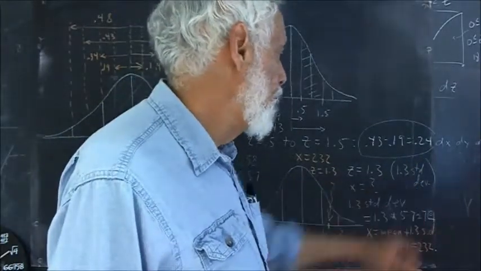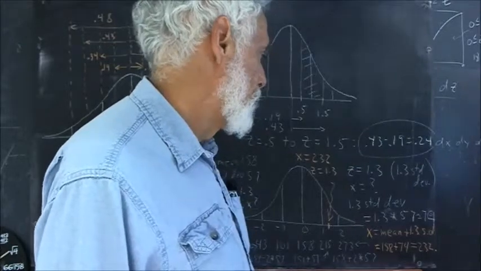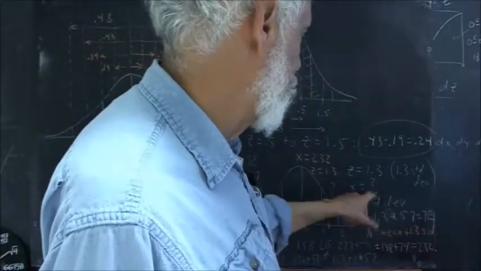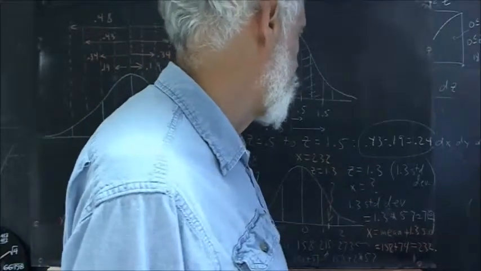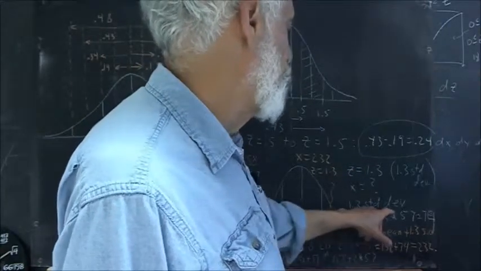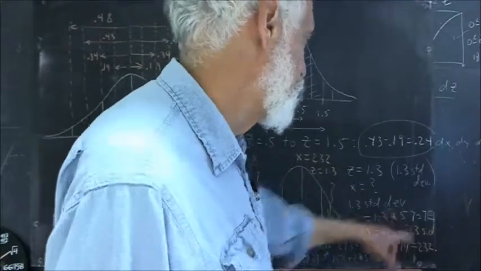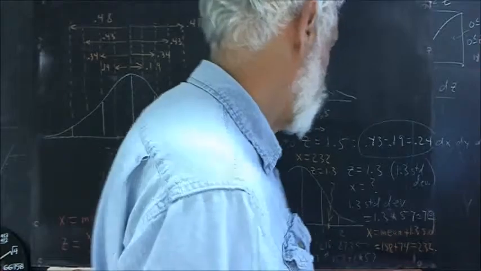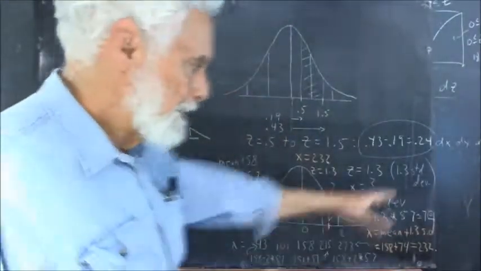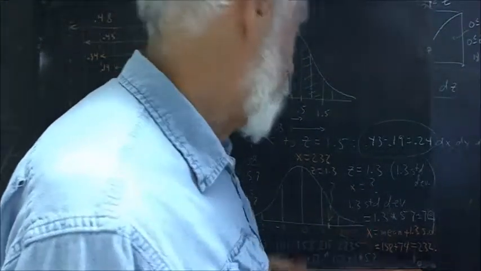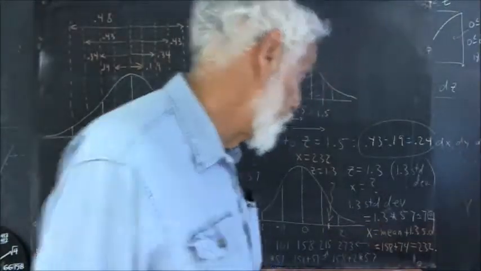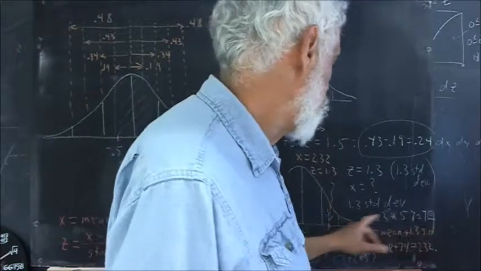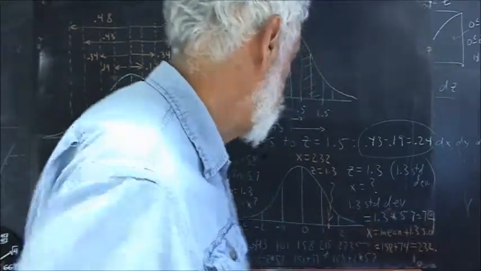1.3 standard deviations from the mean. What's 1.3 standard deviations? We want to find the x value that corresponds to z equals 1.3. Well, 1.3 standard deviations is 1.3 times the standard deviation, 57. If we multiply that out, we get 74, approximately. I could be off by 1. I could be off by a lot more than that, but I don't think I'm off by more than 1 there. Okay, so 74 corresponds to 1.3 standard deviations.